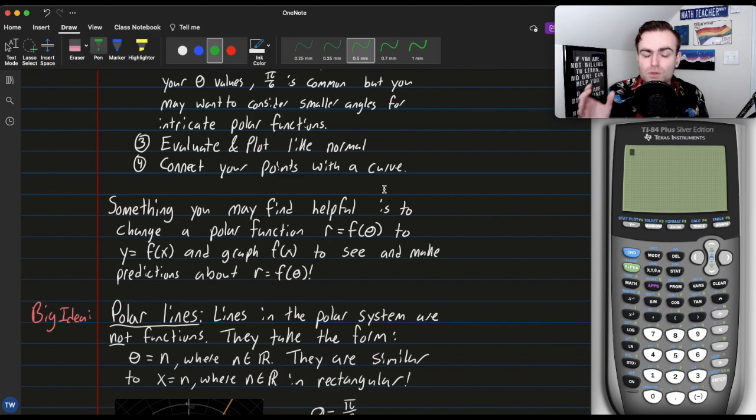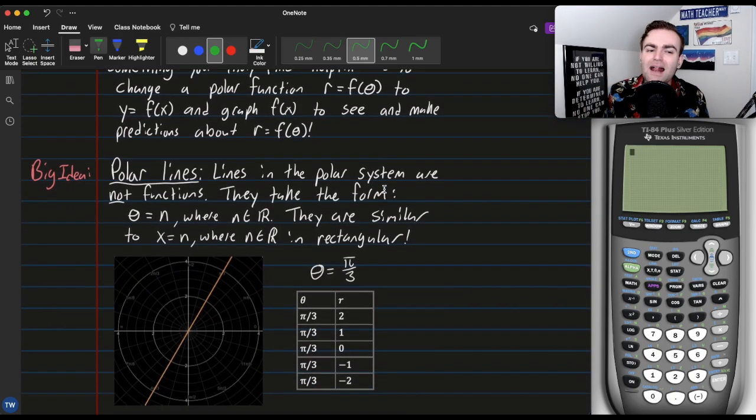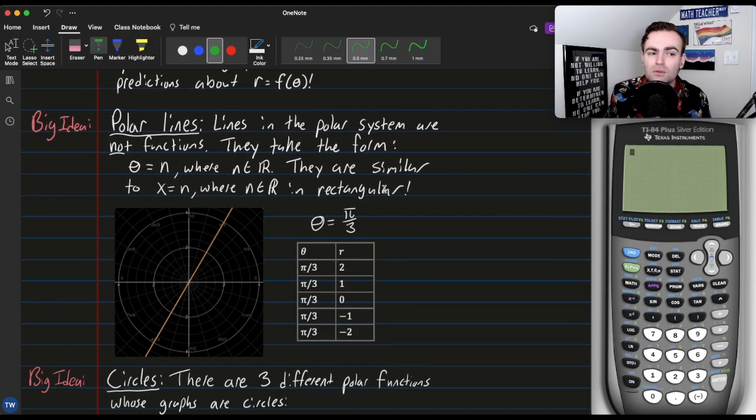Let's dive into our first relationship. It's not even a function, which boggles your mind a little bit because we're going to talk about lines. Lines in the realm of polar are not functions. Why? Because theta is your input. We're repeating inputs for lines because it's all of the points that have the same angle. So here's a line formed by theta equals pi over 3 on Desmos. And as we can see, the input pi over 3 gives us multiple outputs, so not a function.